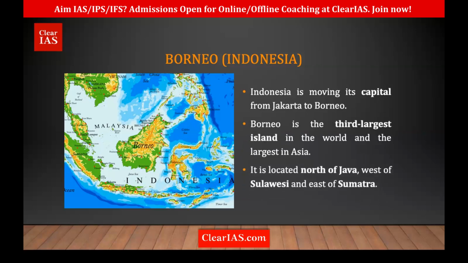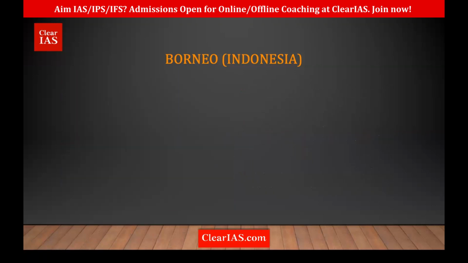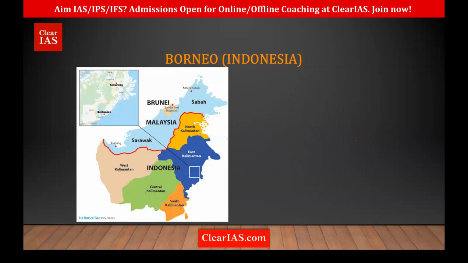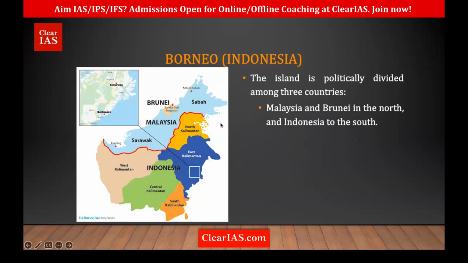You can see it's above the Java Sea. On this side we have Sumatra here, Java below it, and this here is Sulawesi. These are part of Indonesia. So Sulawesi is here, Java and the Java Sea are here, and Sumatra is here. Borneo is located somewhere in between. And another interesting fact is Indonesia is not the only country with a role in Borneo.